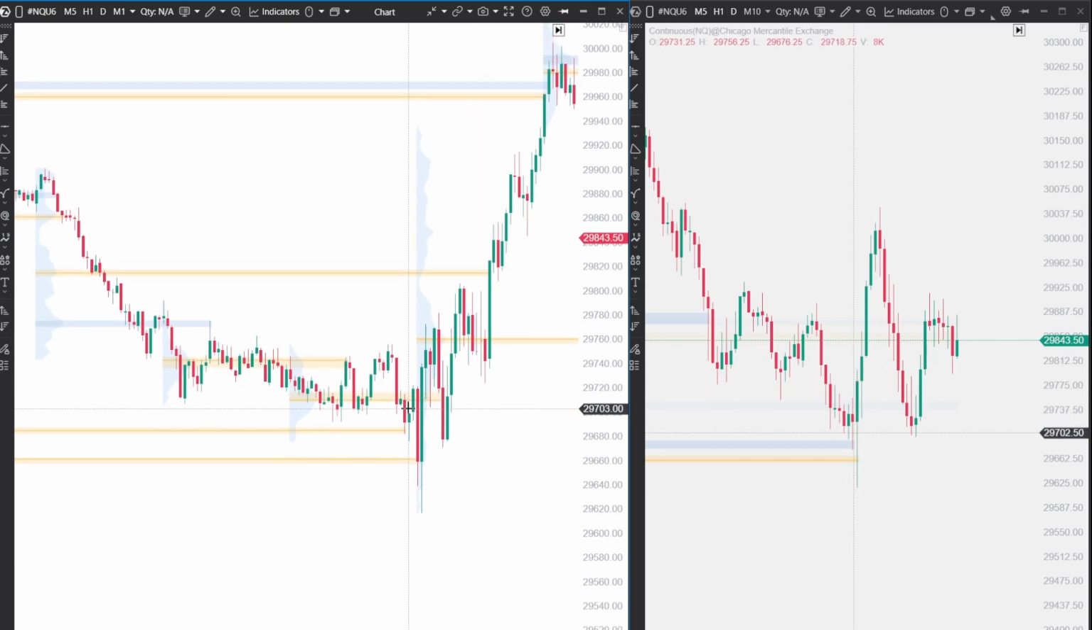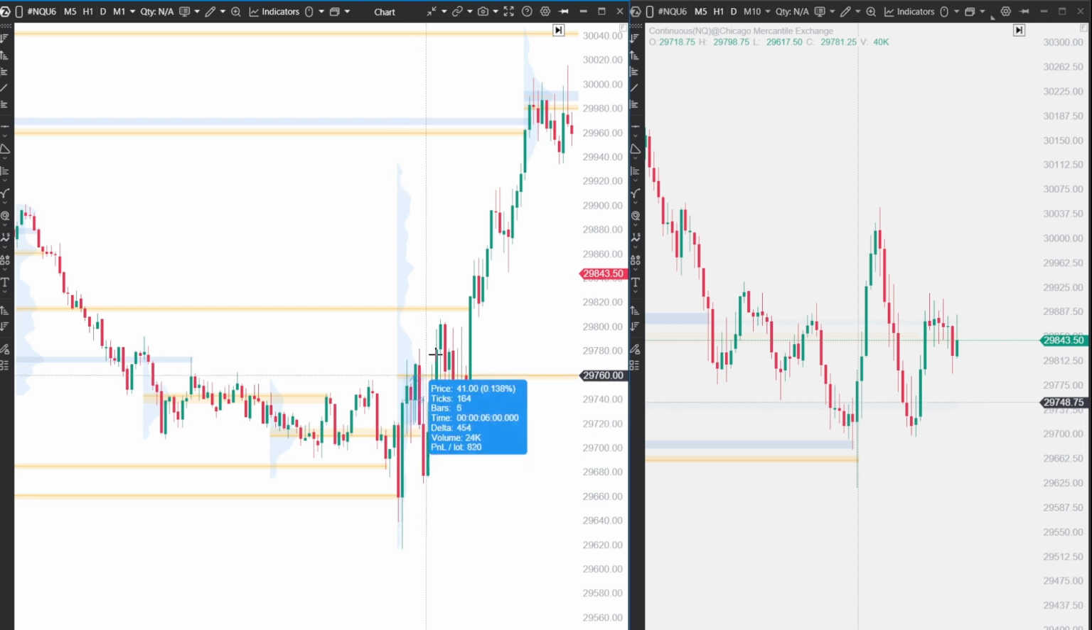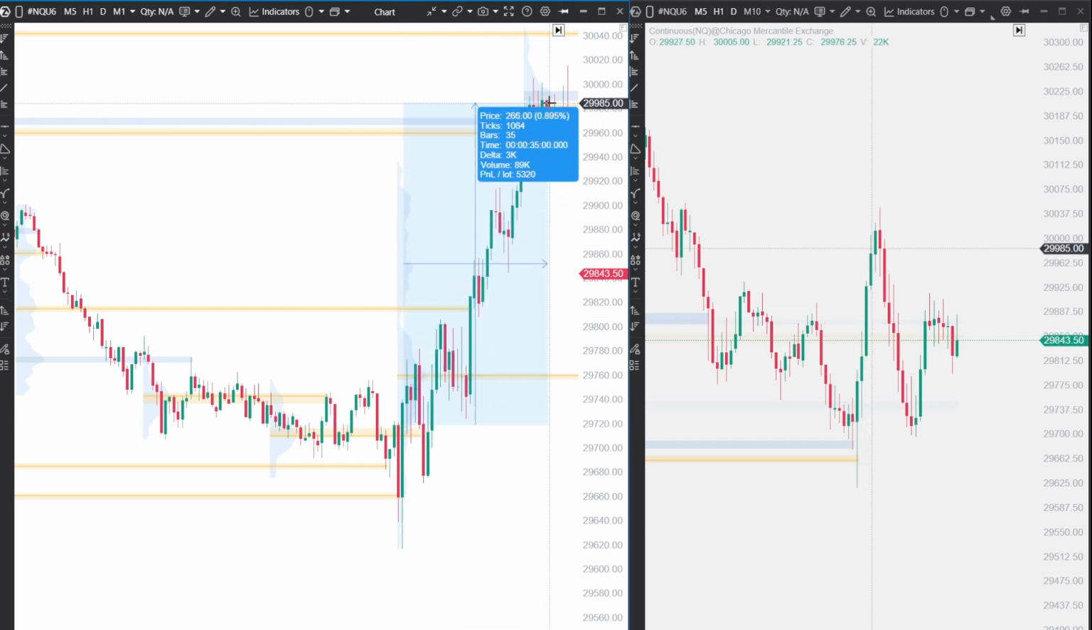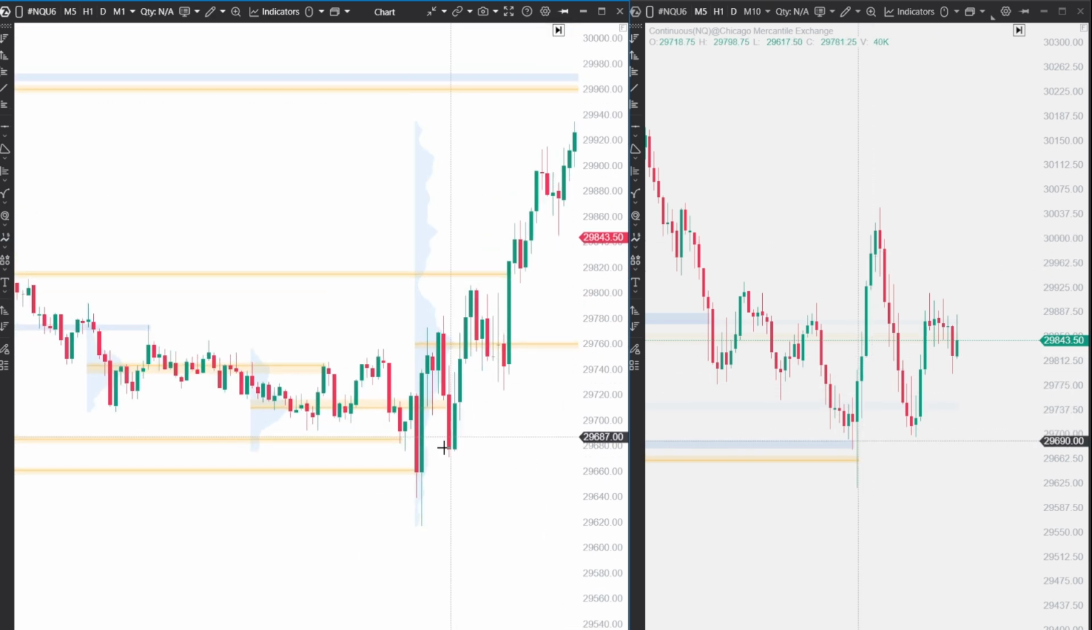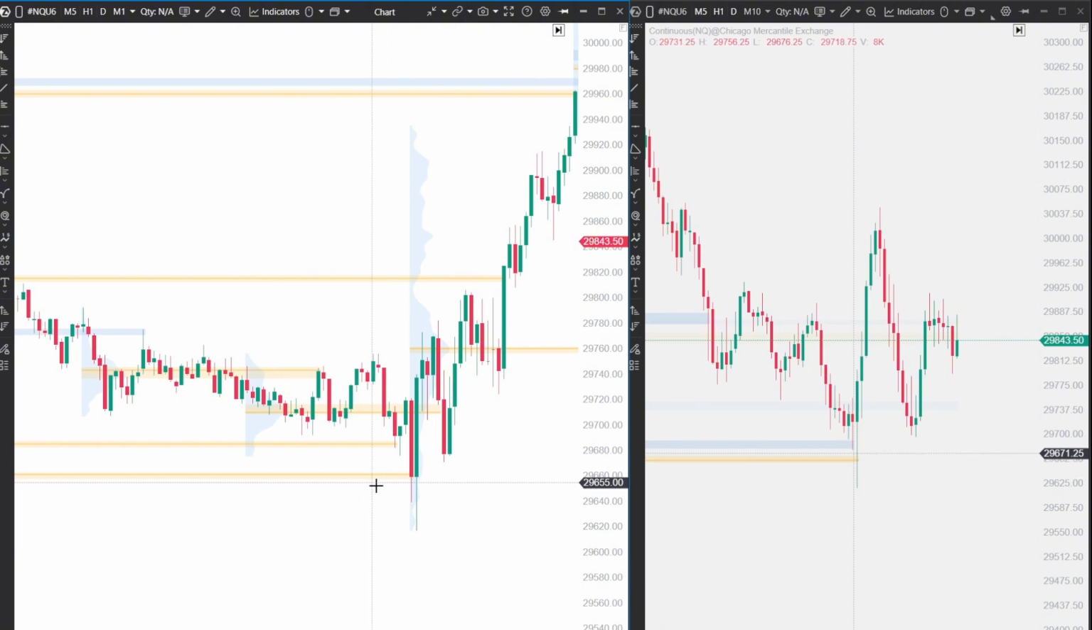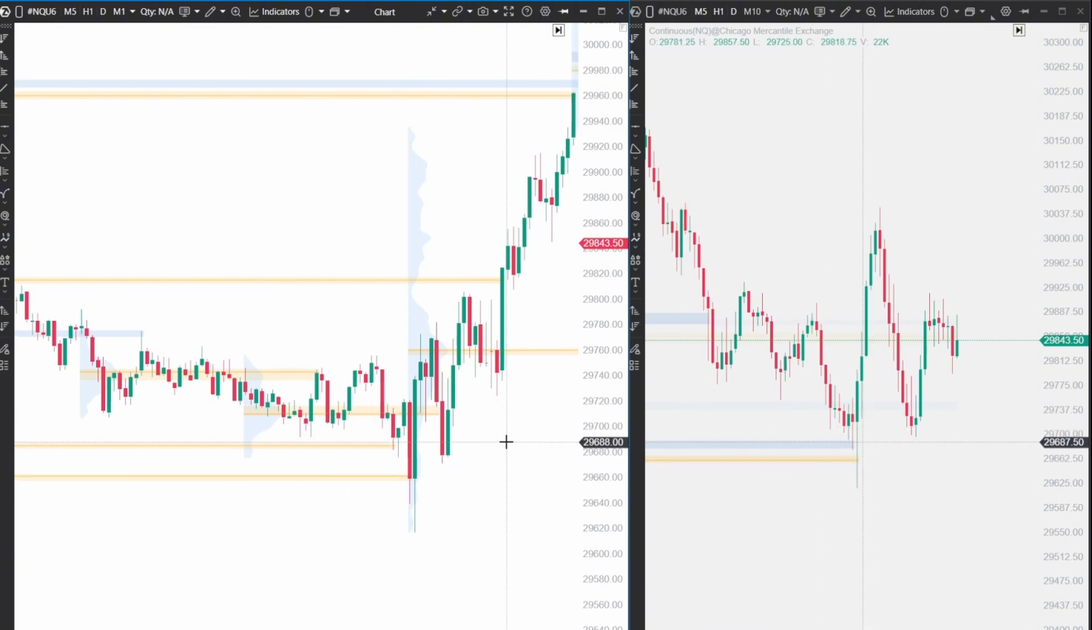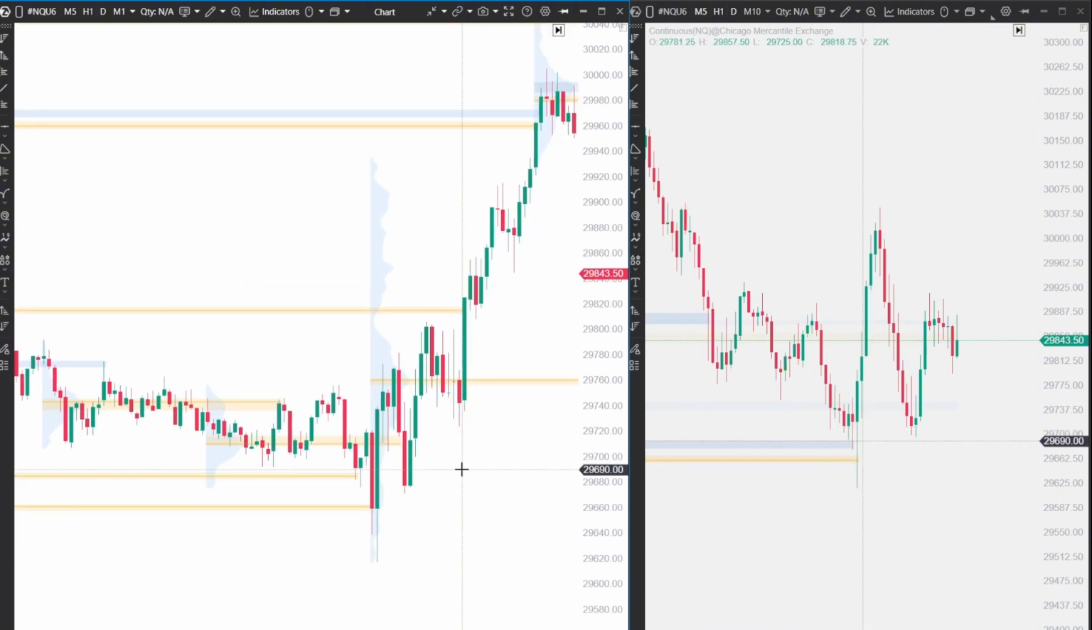But if you did take that long entry, you can see that this skyrocketed over 1,000 ticks. It moved up very, very nicely, and that would have been a very, very good trade. But it all came from these key levels. So let's just focus on the next few levels.